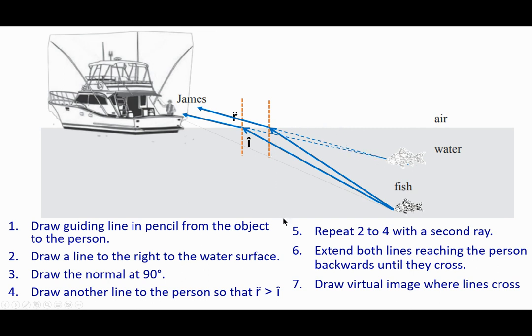So hopefully that's helpful. And now after all these examples, you can very easily draw ray diagrams to show the position of a virtual image.